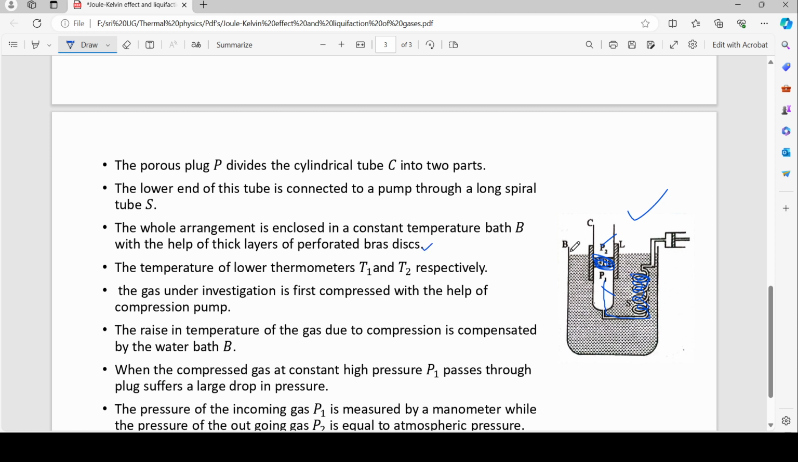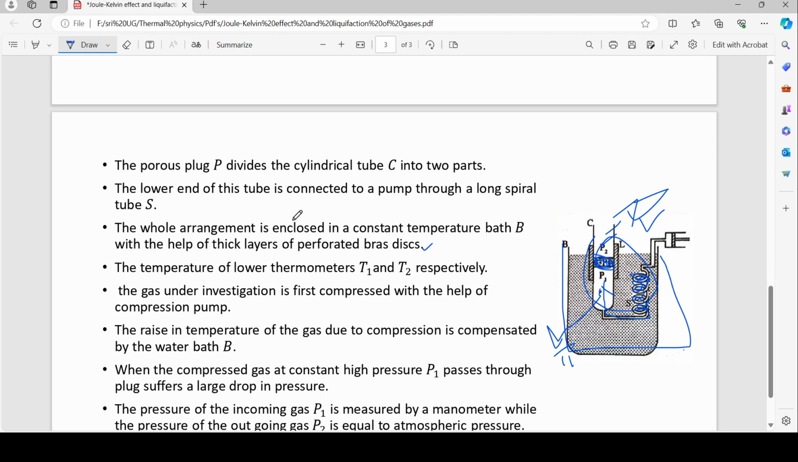So the whole arrangement is enclosed in a constant temperature bath. B is a bath, and inside it this experiment is kept. The temperatures of the lower and upper thermometers are T1 and T2 respectively. So let this temperature be T1 and this one T2. So one thermometer is kept on this side and another thermometer on this side.